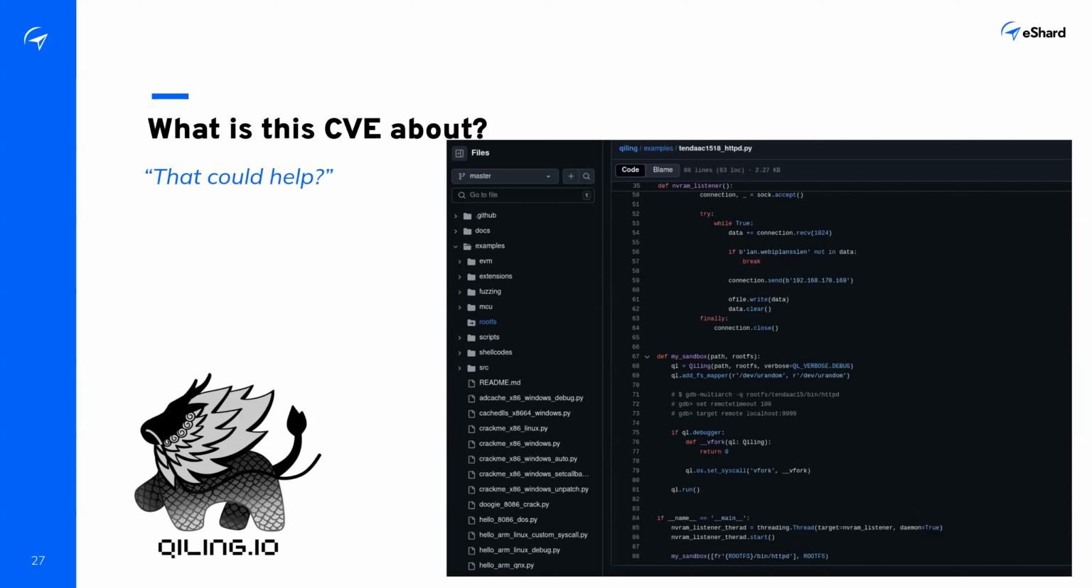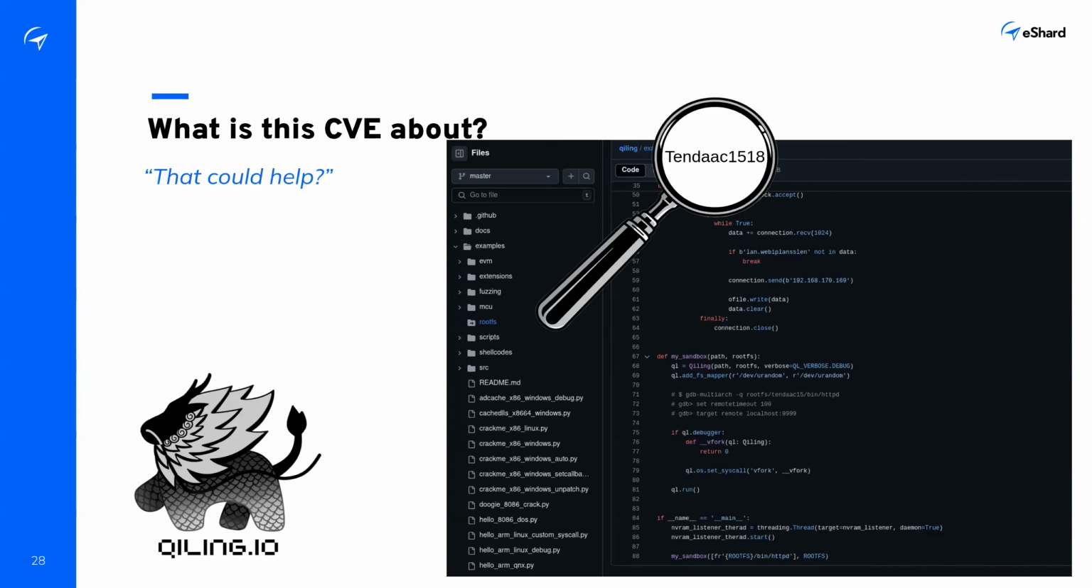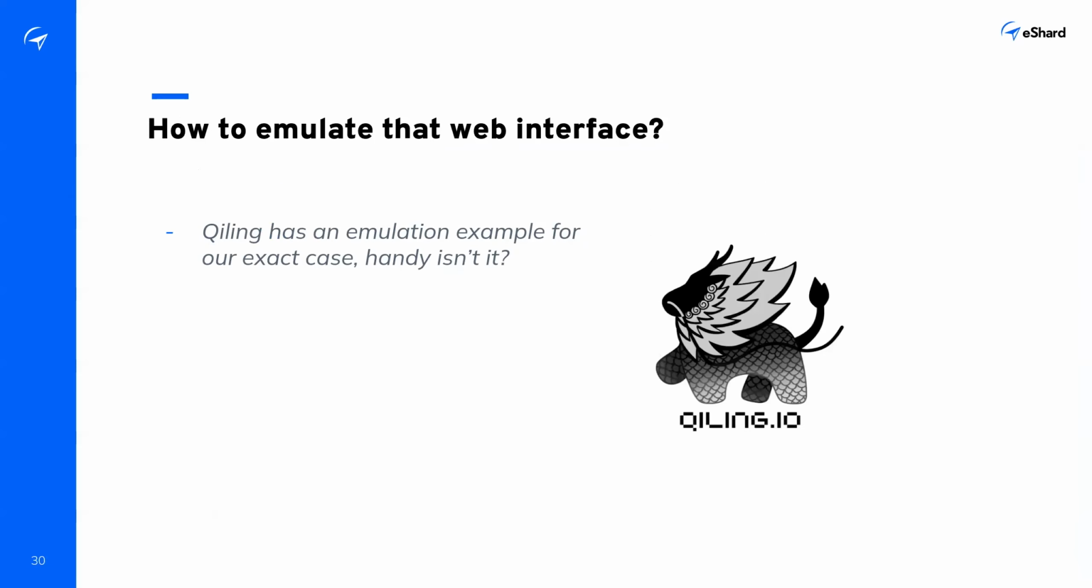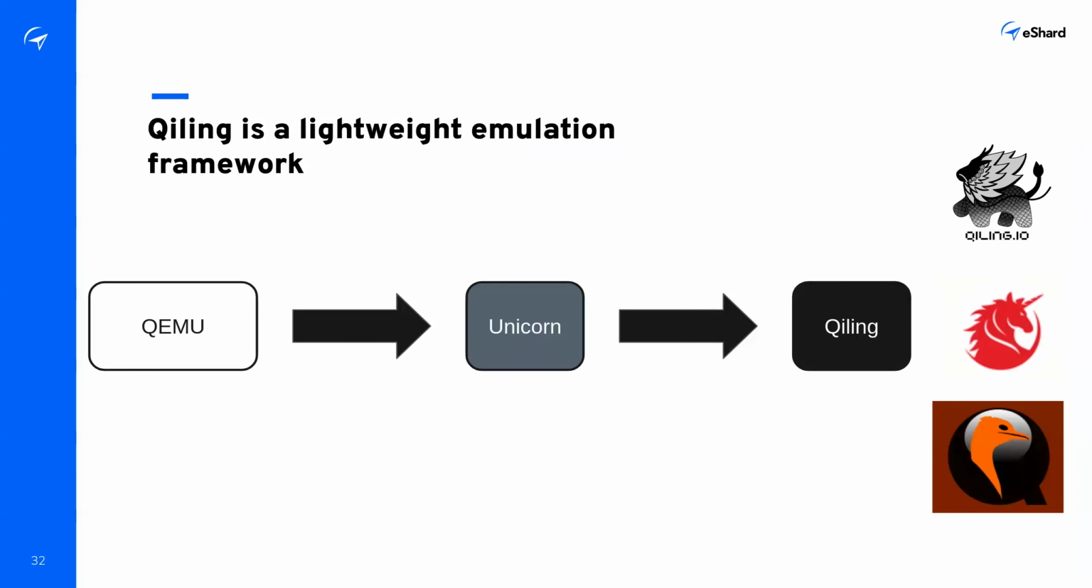But at the time, we did not have Qiling working on the time travel analysis. So what is Qiling? It is indeed implementing the right router for HTTPD, which is actually the web interface. And this is quite handy for us. But like I said, what is Qiling? It's really important for us to understand that, to see how we can perform time travel analysis on it. So Qiling is a lightweight emulation framework based on Unicorn, itself based on QEMU.